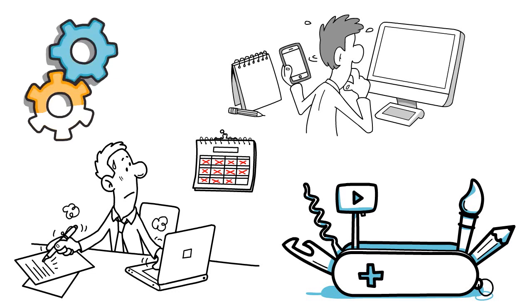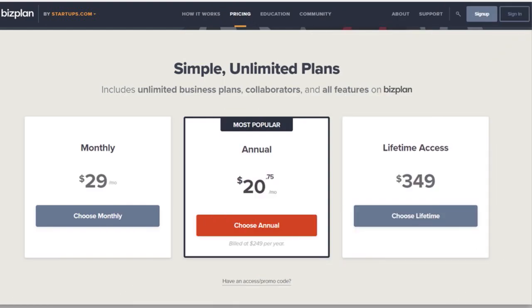I want to show you on the screen here. Here is BizPlan pricing. So here are the prices you have to work with. You have the monthly, the annual, and the lifetime access. If you want to go with the lifetime access, you just pay a one-time $350, and then you're in for life. So this is something to really consider, especially if you think the platform is a really good one.